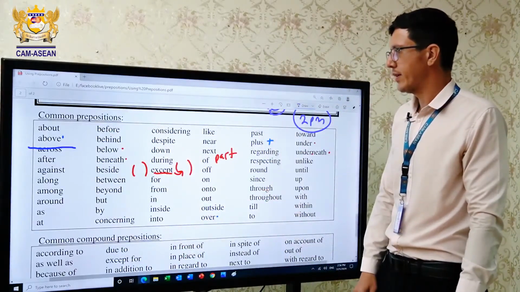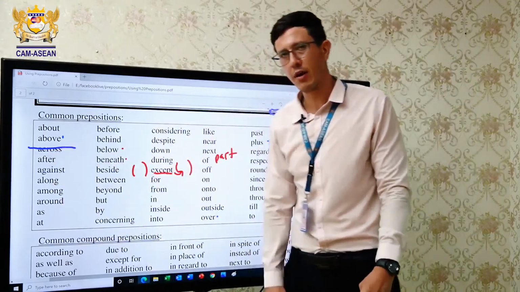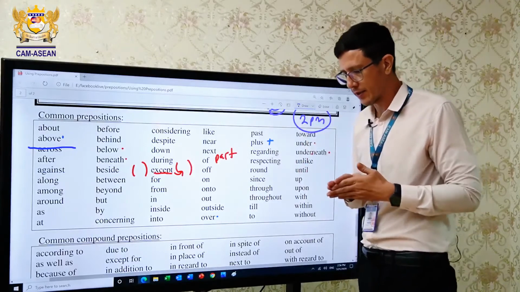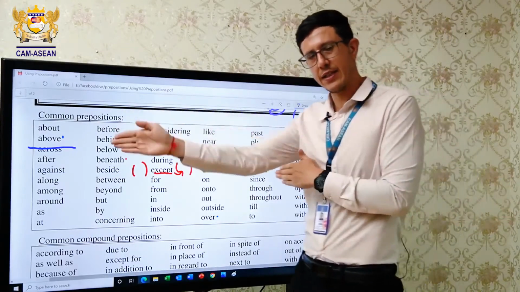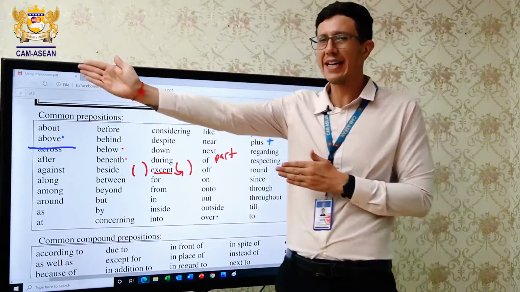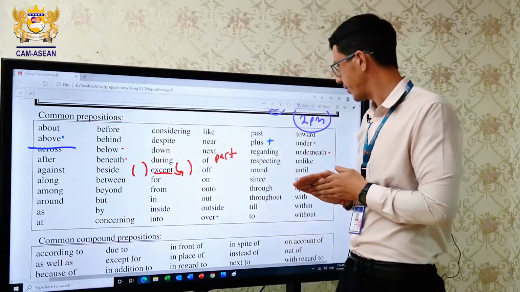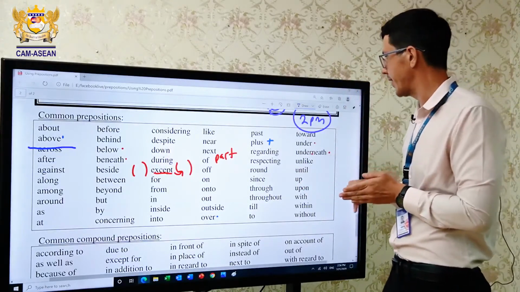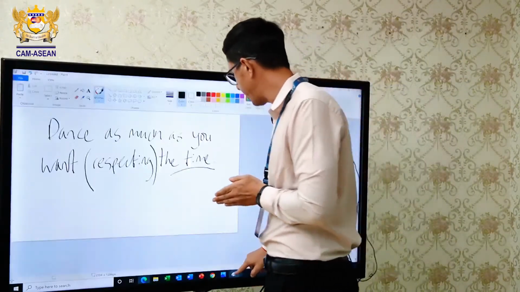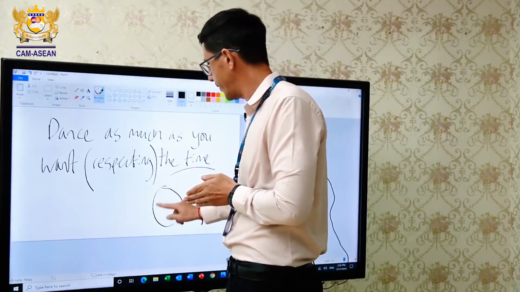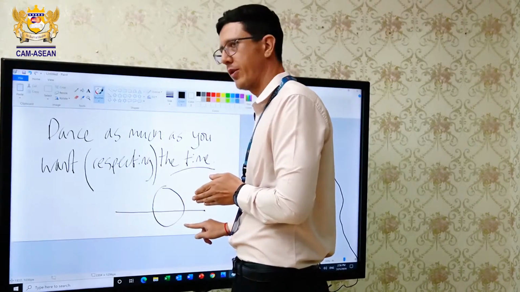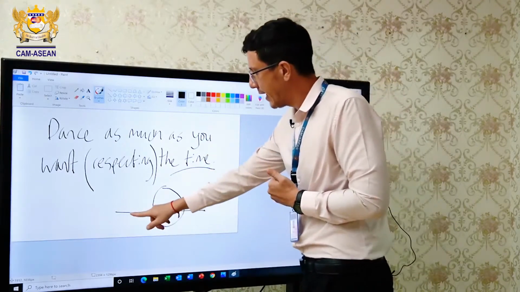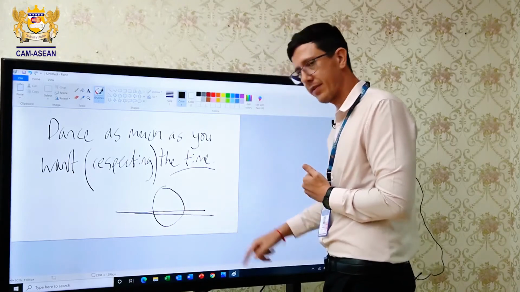Through. Now, what's the difference between through and across? Well, through is very similar to across, meaning from one side to the other. I go inside and outside of something. Okay? So through is to go inside and outside of something. So, for example, here's a circle. I walked through the circle. Meaning, I went into something and came out of something.